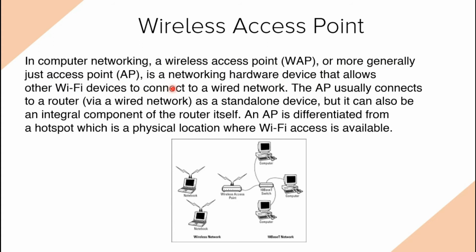They have a network interface to connect the wired network and an antenna or infrared receiver necessary to receive the wireless signals. The access point usually connects to a router via a wired network as a standalone device, but it can also be an integral component of the router itself. An access point is differentiated from a hotspot, which is a physical location where Wi-Fi access is available. So actually it provides connection between wireless devices and connects it to a wired network. It has a network interface to connect the wired network to the wireless network. So this is about wireless access point.